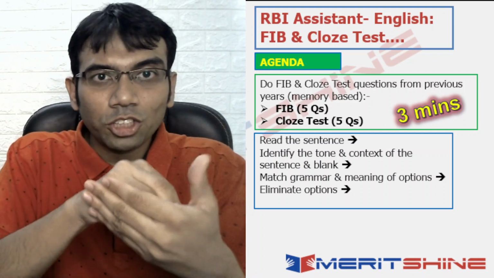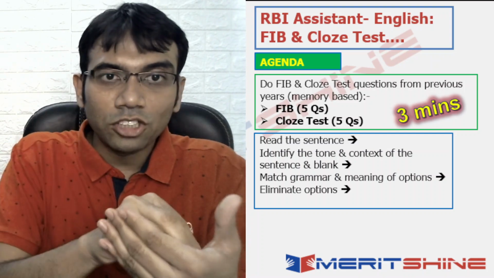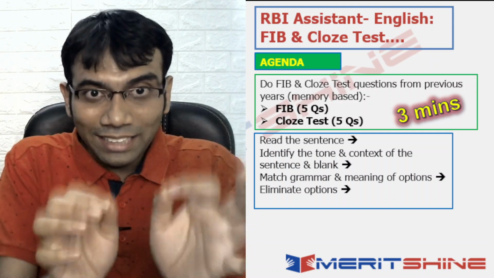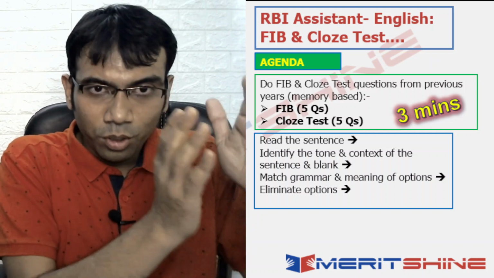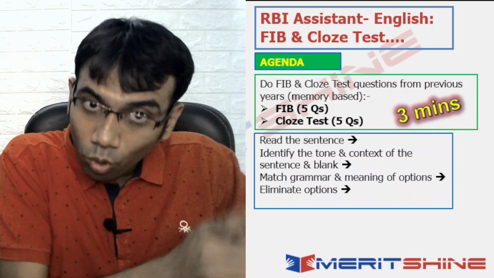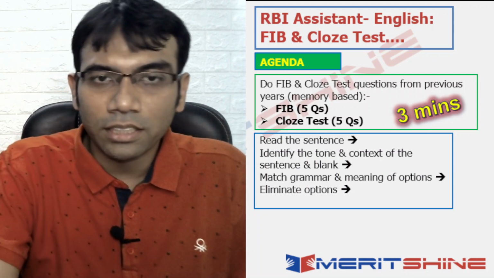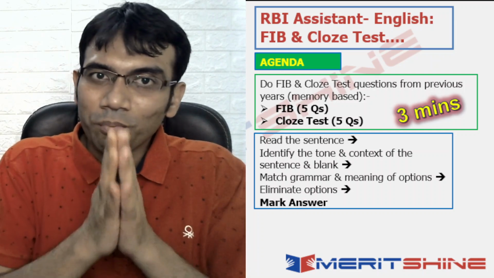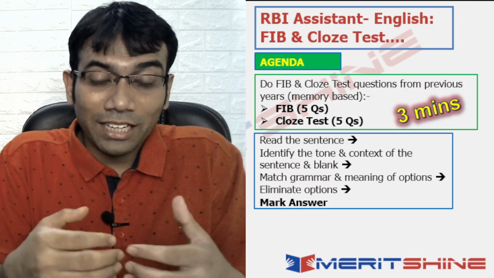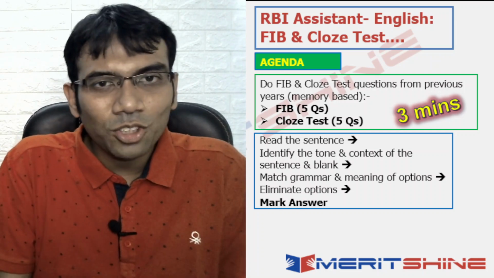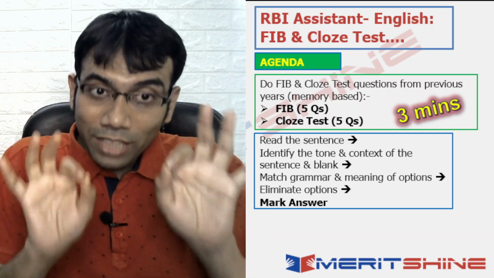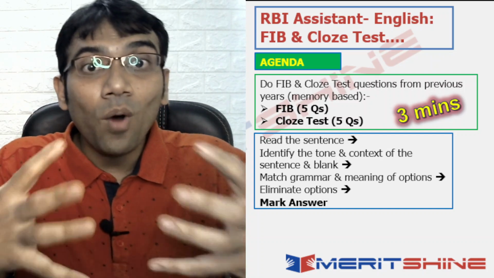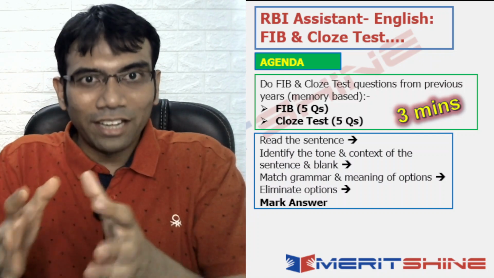So if it does not fit grammatically, eliminate. If it does not fit contextually, eliminate. That's the way you would do it. The moment you are going through the options, you are also doing the elimination job simultaneously. And finally you would mark the answer. The one that is not eliminated, that is your answer. Clear? Okay. So that's the way you are going to take these 10 questions.